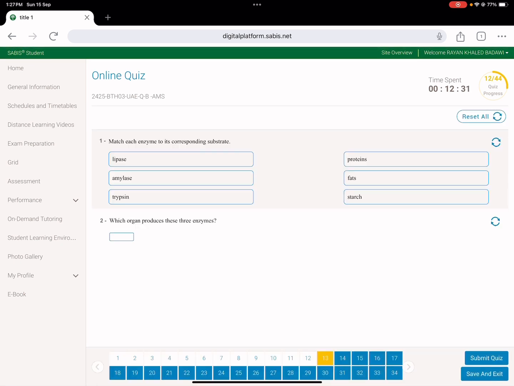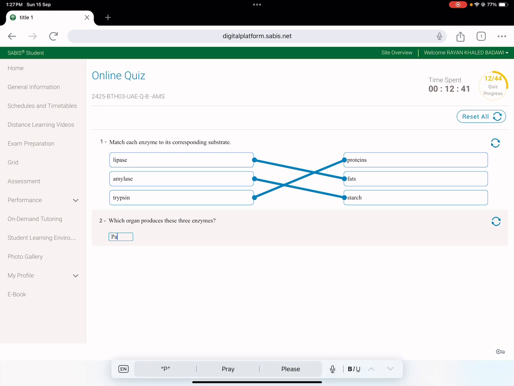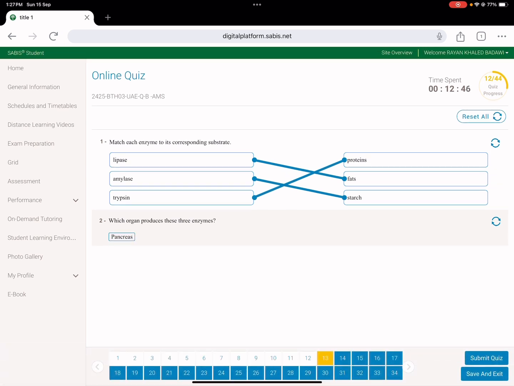So we have to match each enzyme to its substrate. Of course, lipase breaks down fats, amylase breaks down starch, trypsin breaks down proteins. And remember, all those three are released by which organ? Of course, it's going to be the pancreas, which is an accessory organ.